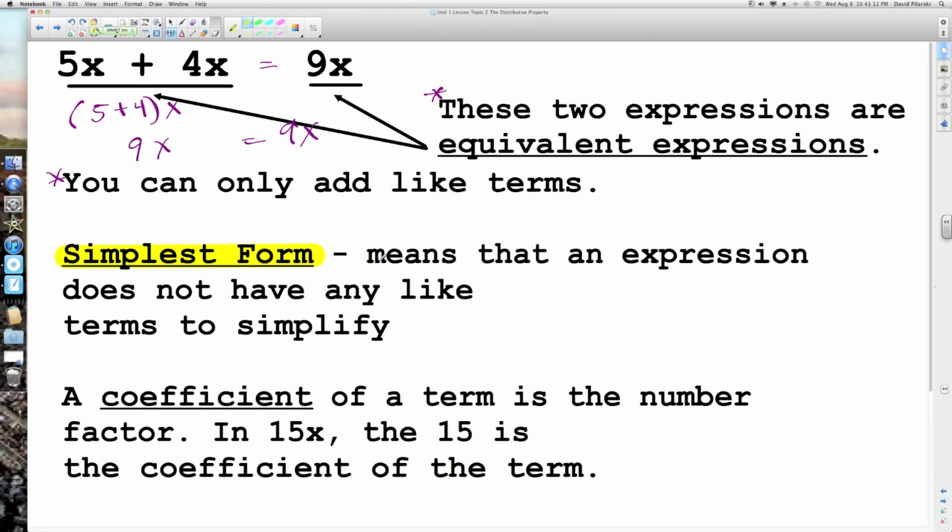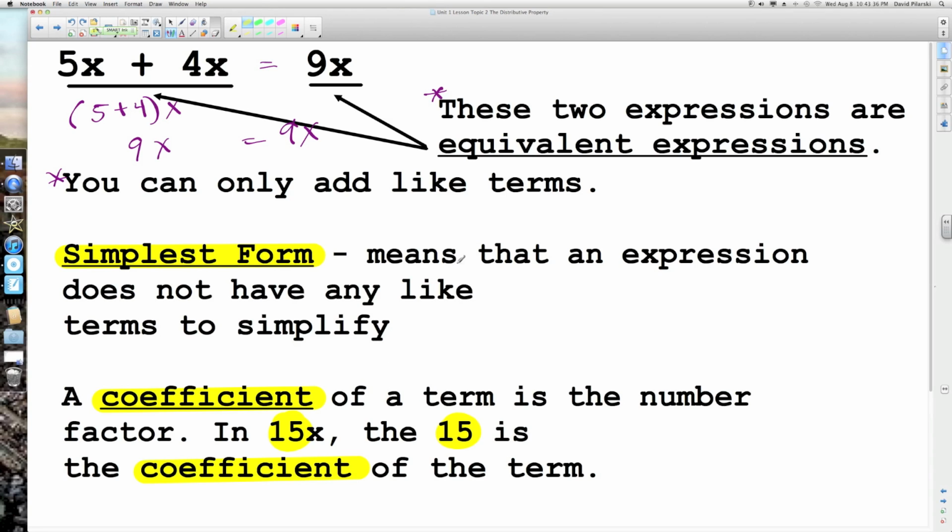Simplest form means that an expression does not have any terms to be simplified. Now, a coefficient, let's talk about that. A coefficient of a term is the number factor. In 15x, 15 is the coefficient. It's the number in front of the variable.